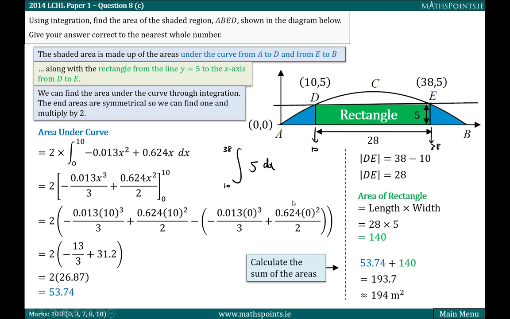of a rectangle. Okay, and sorry, always read the question again. It says correct to the nearest whole number. You don't want to be giving away marks, so 193.7 rounded up and we had 194 meters squared.